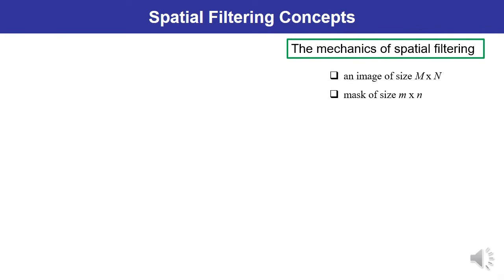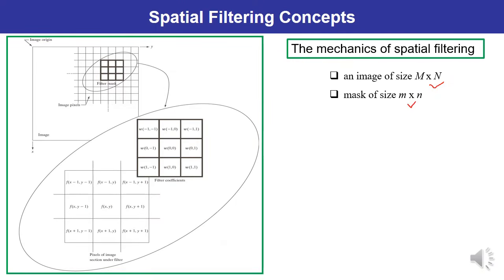Now let me explain the mechanism of spatial filtering, how it can be understood. To explain this mechanism, an image of size M cross N is taken, and a mask to be applied on the image has size small m into small n. You can see in this figure an image is given. In this image there are two components: one is the image component of order 3 cross 3, and this is the mask, which is of the same order, 3 cross 3.